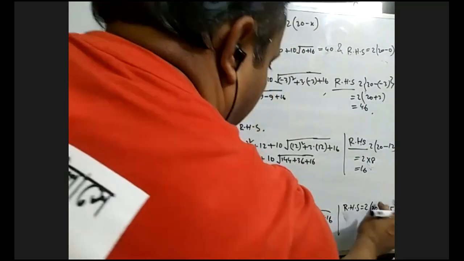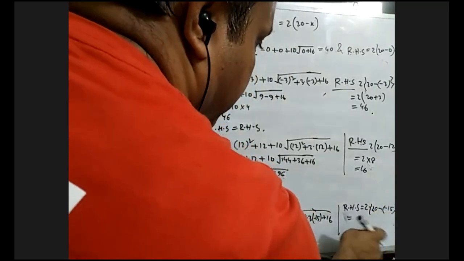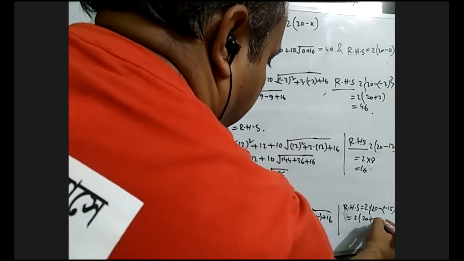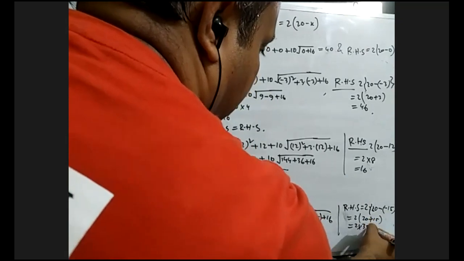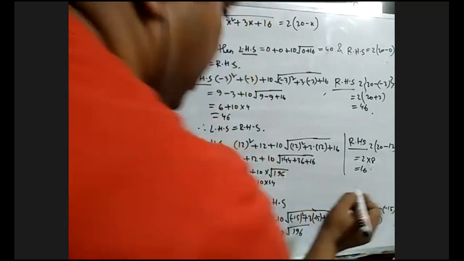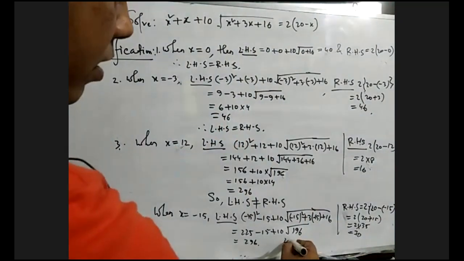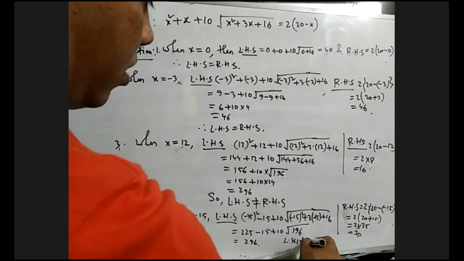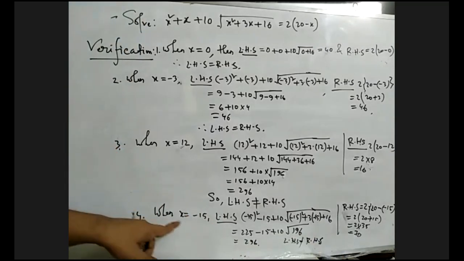Okay, and there will be second bracket. So 2, this will be 20 plus 15. That means 2 multiply 35. That means only 70. So left hand side is not equal to right hand side for this solution. x equals minus 15 is not the solution of this equation.